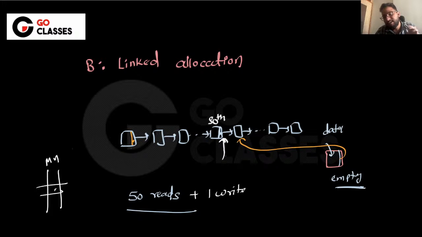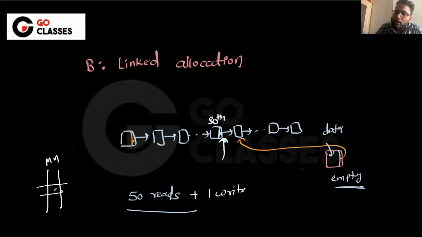See, 50 reads, you get the pointer to this, and then one write. In this one write, you write the data, you write this also, right? You do not need to read this empty block. That's important. You do not need to read, because this is some garbage. This is just an empty block. Now, this is the situation currently.